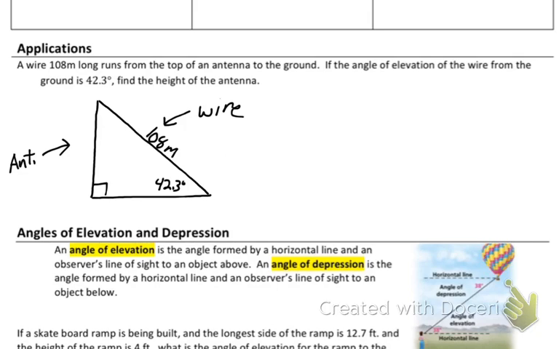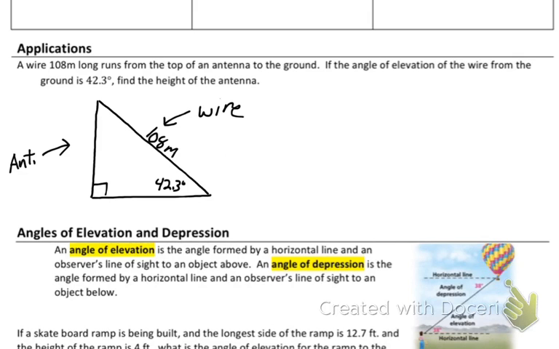If we look down below, angle of elevation is always where you're looking up. So this wire is kind of looking up. Angle of depression is always looking down. So if I said angle of depression, it would be the top one because it's going down. Angle of elevation is always the one going up. Depression is the one always going down. So if I said the angle of depression was 42.3 degrees, you would have to label this one up here.